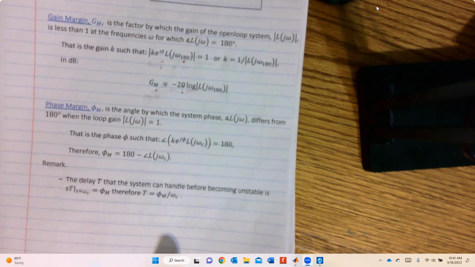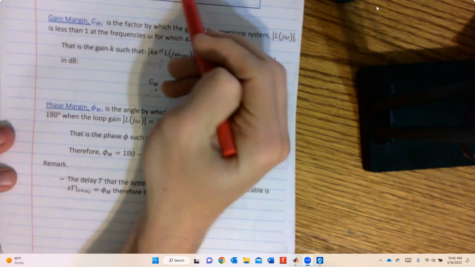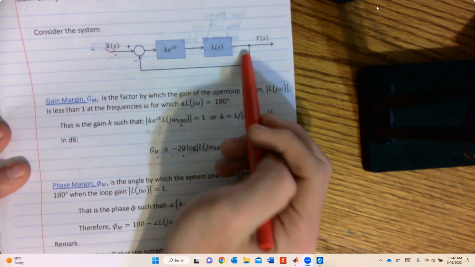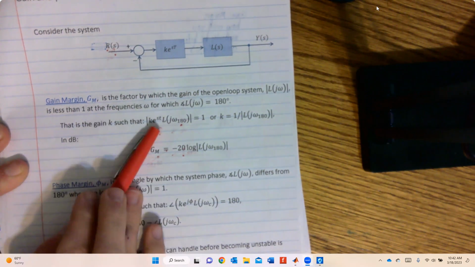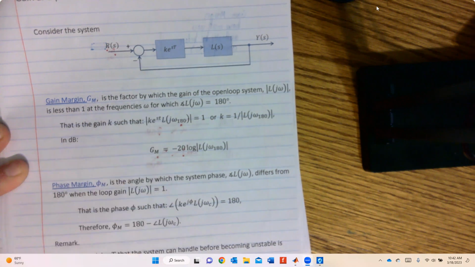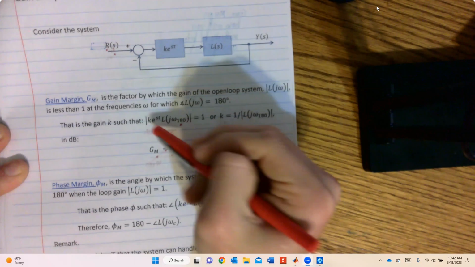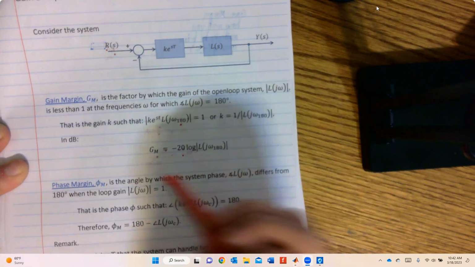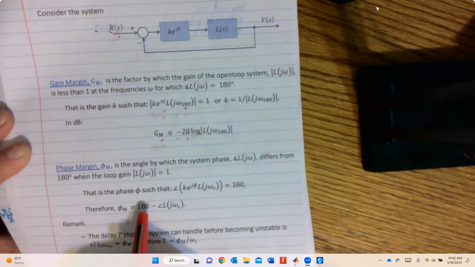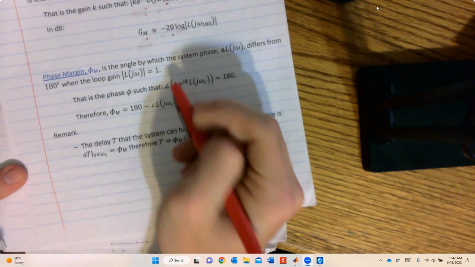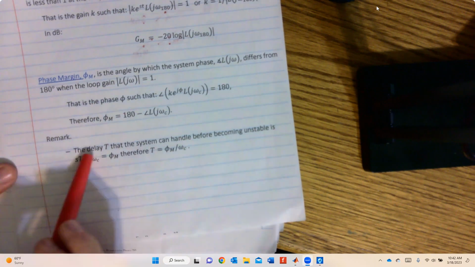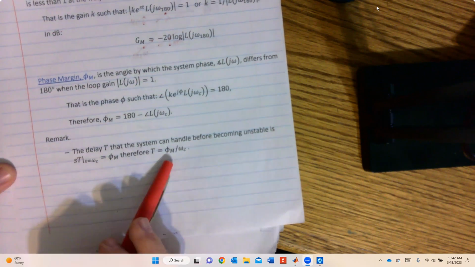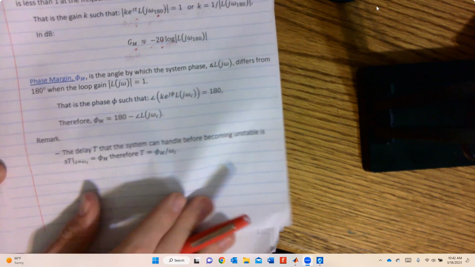And so what we're going to see is that if we introduce a delay into the system, the amount of gain that we can have is going to be the gain multiplied by this. The magnitude of the exponential is not going to affect anything specifically, but it will affect our phase margin, because the exponential has a phase associated with it. So the phase margin will be affected. And the delay that the system can handle before becoming unstable is given by the delay equals phase margin divided by your frequency.